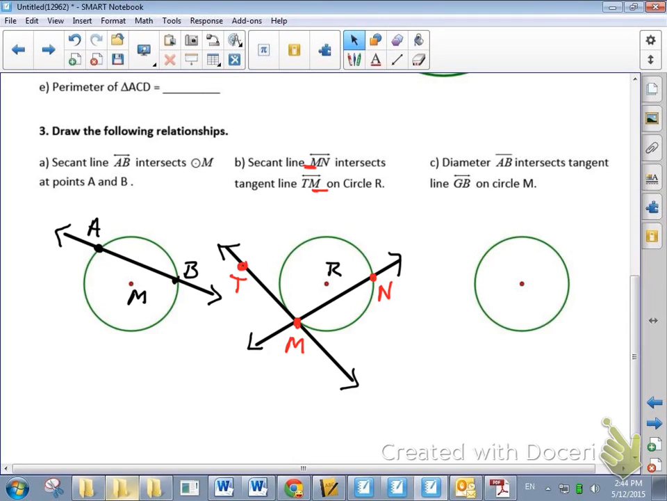And now our last one. We have a diameter AB, and it's intersecting tangent line GB on circle M. So I know I have circle M. I know I need a diameter, so I'm going to draw in my diameter. Let's see, the diameter is going right through the center. Okay. And I know that diameter is intersecting a tangent line, so that means my tangent line has to go through one of the endpoints of my diameter. So let's say I draw it, oopsie. There we go, come on. All right. I draw it going through right here. It's hitting that one spot right there.